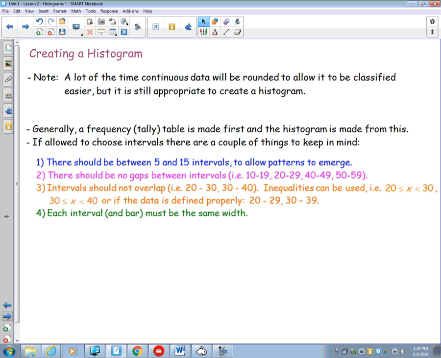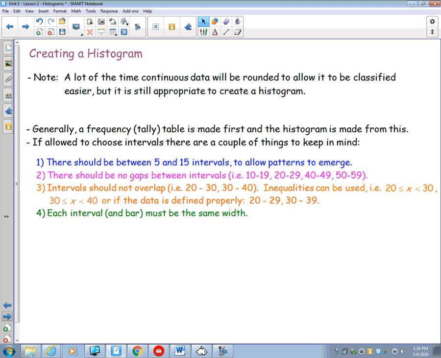There should be no gaps between intervals. So 10 to 19, then 20 to 29, and the next one after it says 40 to 49. There's a problem there, right? What happened between 30 and 39? I need to figure that out. I can't skip it even though there's no data in it. I need to show that interval.